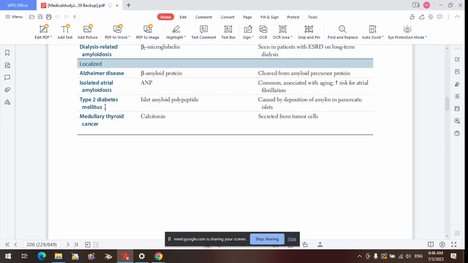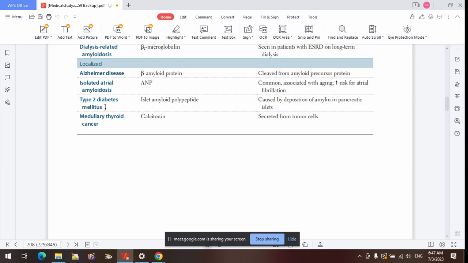So someone can have what we call isolated atrial amyloidosis. This amyloidosis is actually caused by over deposition of ANP within the atrium of the heart. ANP typically is produced from the atrial muscles, although some can be from the ventricular muscles too. Sorry, I'm talking about another thing.